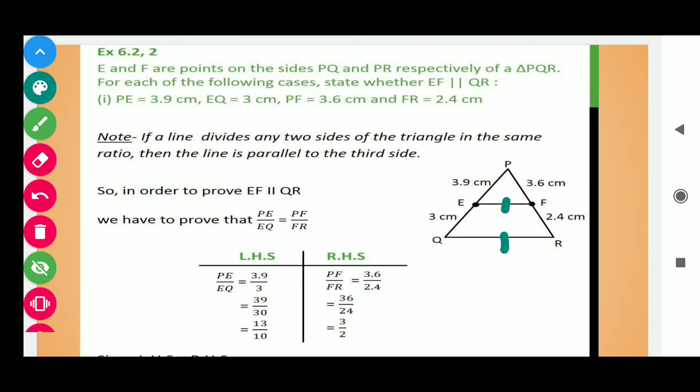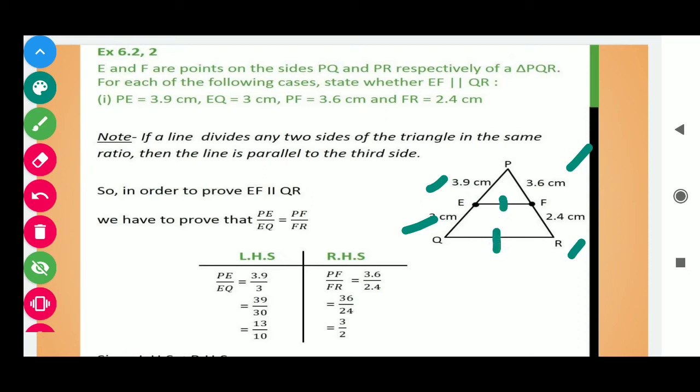First one is, students, a similar question. In the previous question, question number 1, they asked us to determine a value, and given is that one side is parallel to a side of the triangle. But here students, in this case, they have given all the lengths of the points PE, EQ, PF, FR. But here we need to check whether EF is parallel to QR or not.